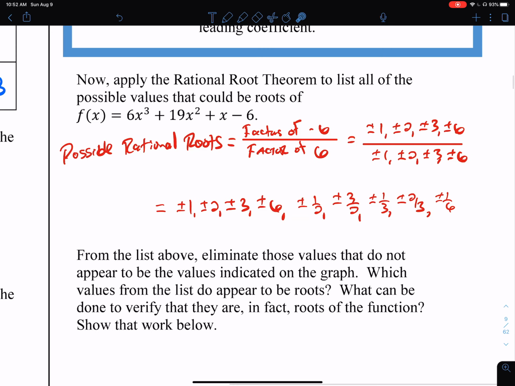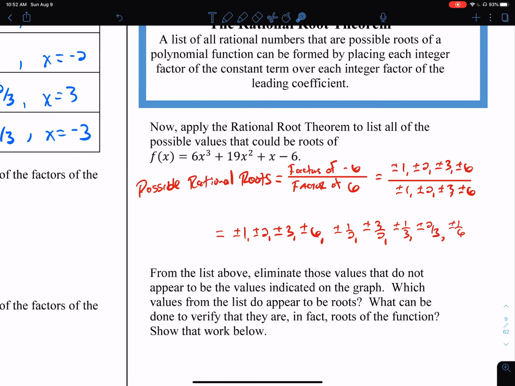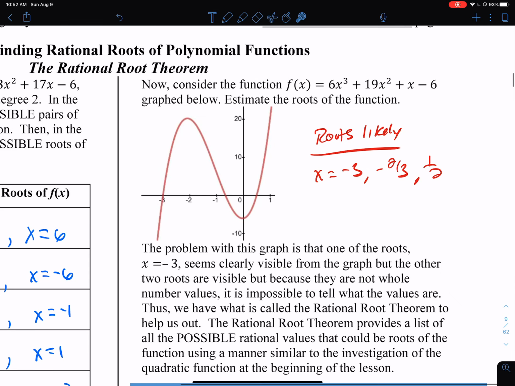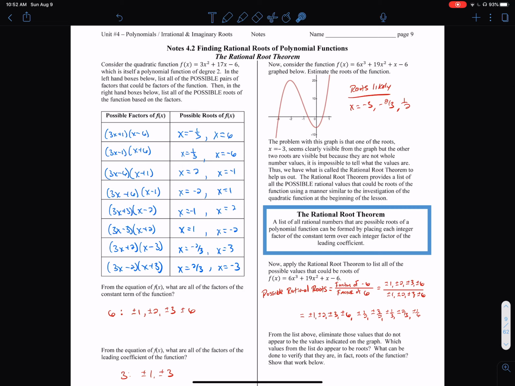From the list above, eliminate those values that do not appear to be the values indicated on the graph. Which values of the list do not appear to be roots? All right, so this is the graph we were talking about. We thought maybe it was something like this. Now, if we look down here at our list, clearly it's crossing at -3. There's no roots to the left of -3. There are no roots to the right of 1.